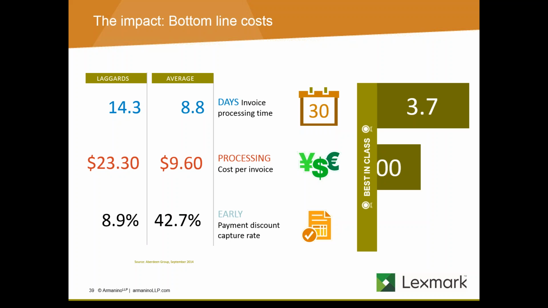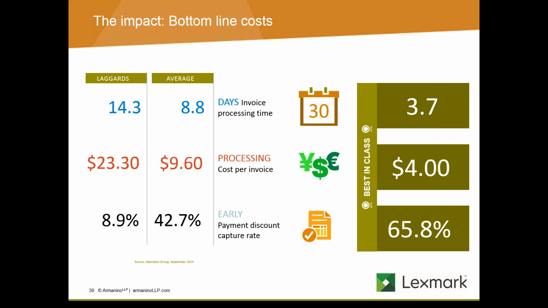But with accounts payable automation, what we see across our customers globally is that these customers are able to turn their invoices faster. They're able to capture much more of those early payment discounts back into the business and drive down that cost per invoice quite aggressively, down to about $4 per invoice, which is very manageable.